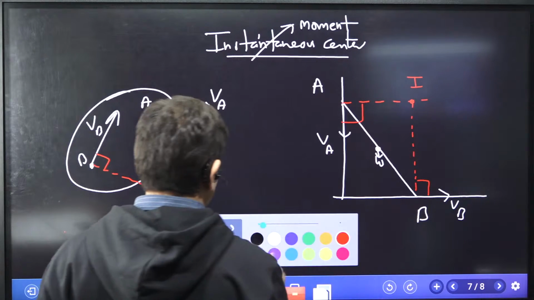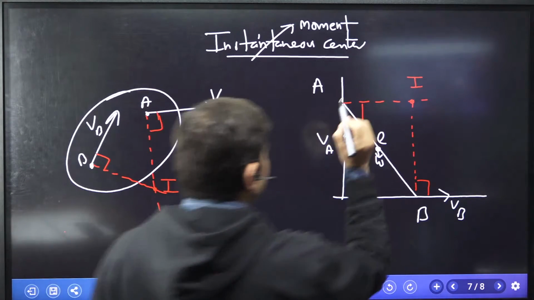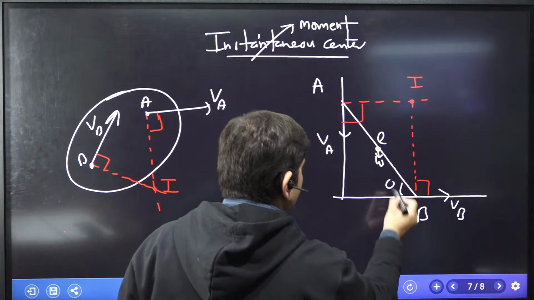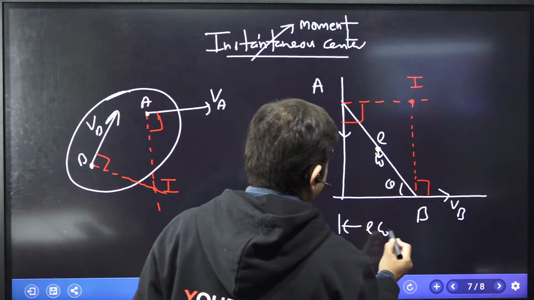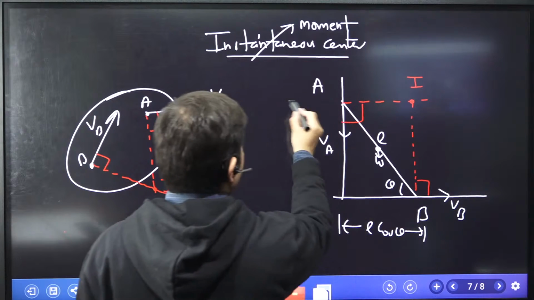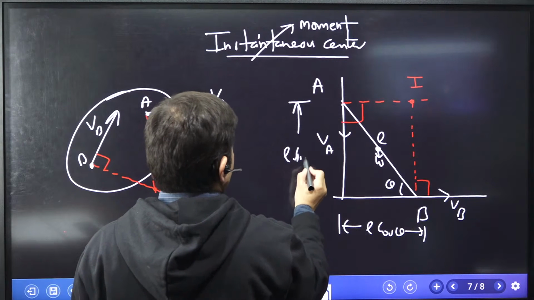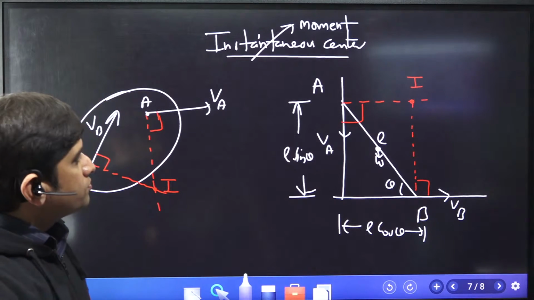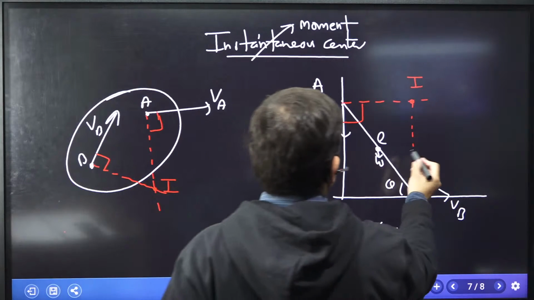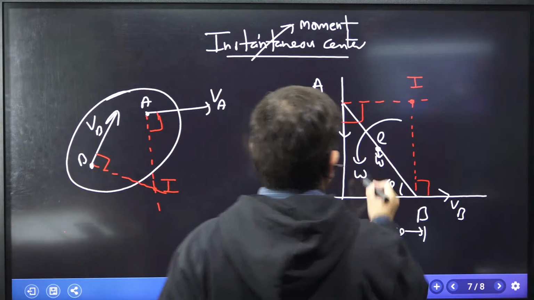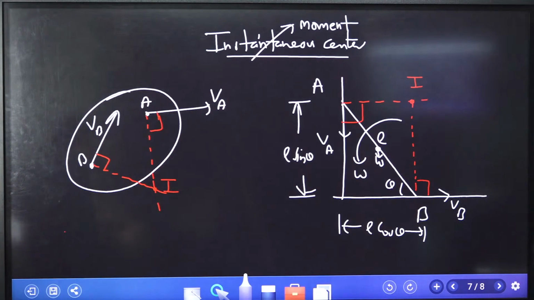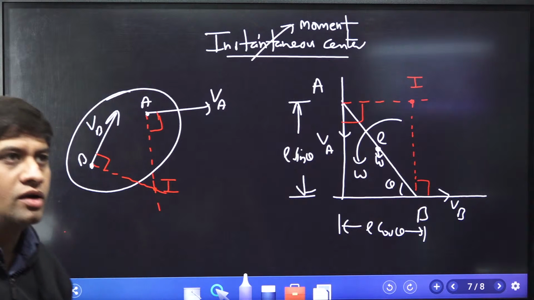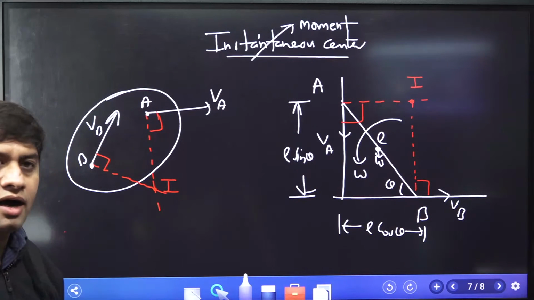Let me give you some more data here. Let's say the length of the ladder is L. Let us say this angle is theta, so this length is L cos theta, and this length is L sin theta. L cos theta and L sin theta, right? Now let us say this ladder has angular velocity omega. He is going to ask you to find out the angular velocity of the ladder as it slides down. Let us say that angular velocity is omega.